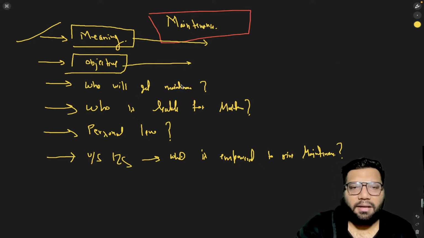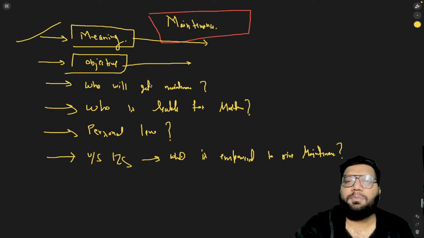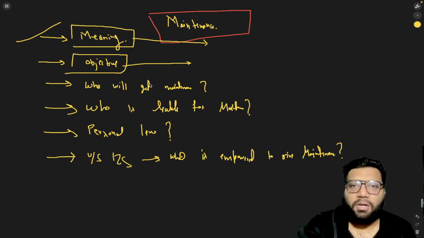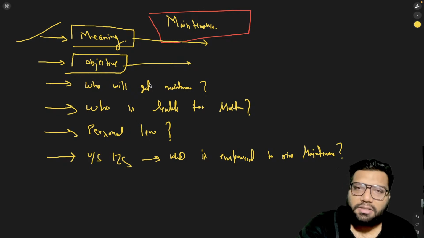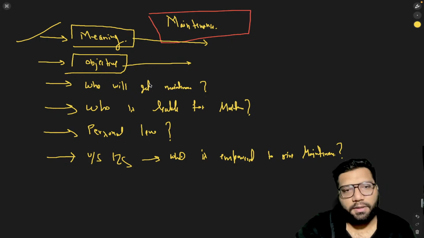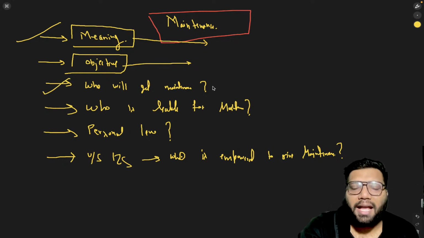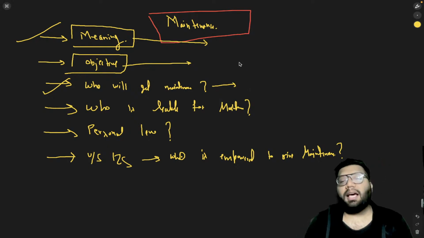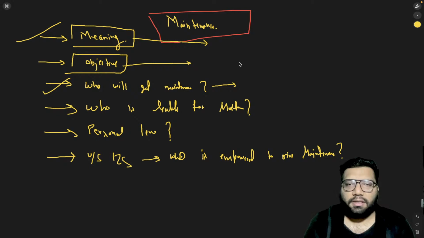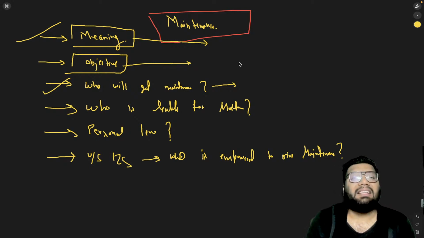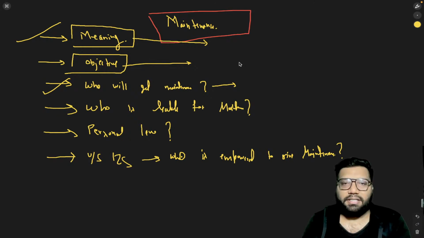We will take some examples, for example husband and wife. The wife is entitled to get maintenance from the husband because it is the duty of the husband to maintain his wife. Now, who will get maintenance? As far as section 125 of CRPC is concerned, the very first answer is the wife. The wife is entitled to get the maintenance.